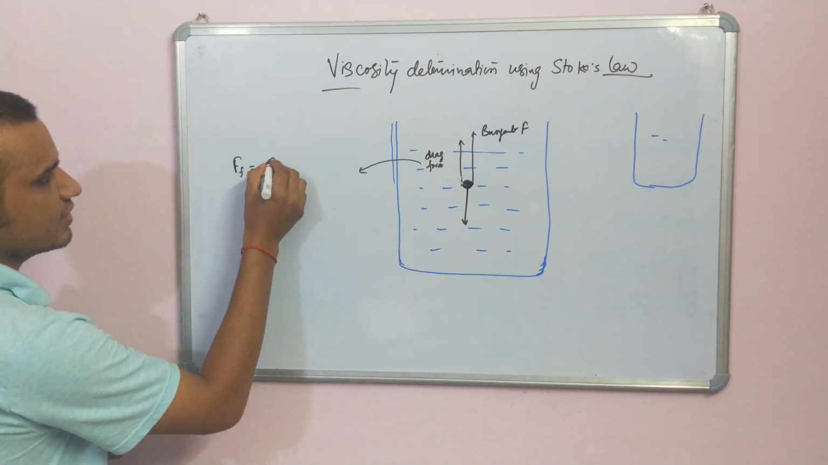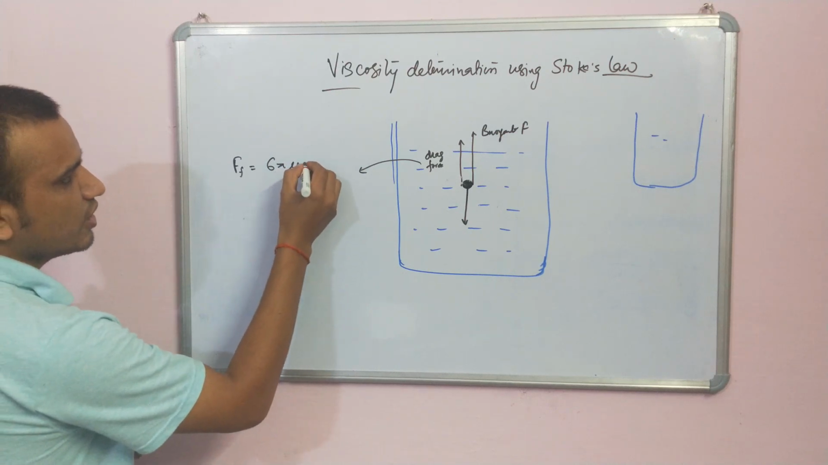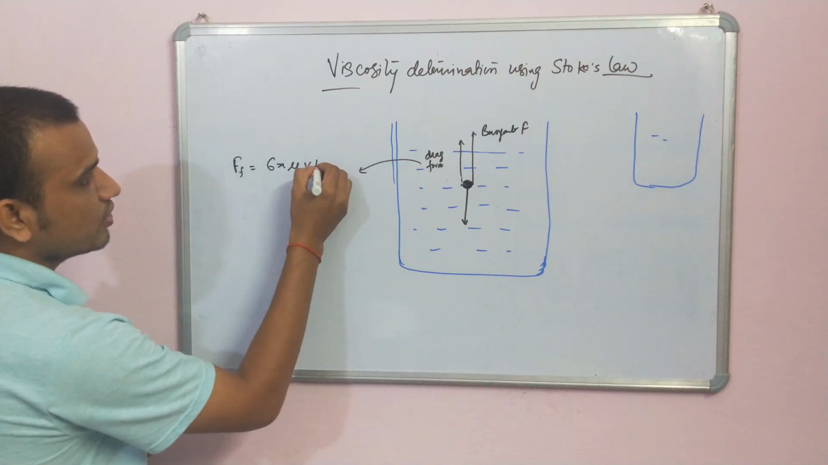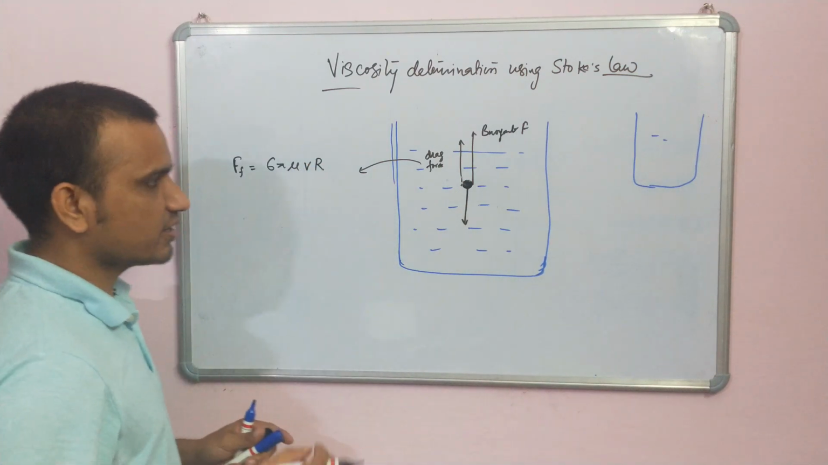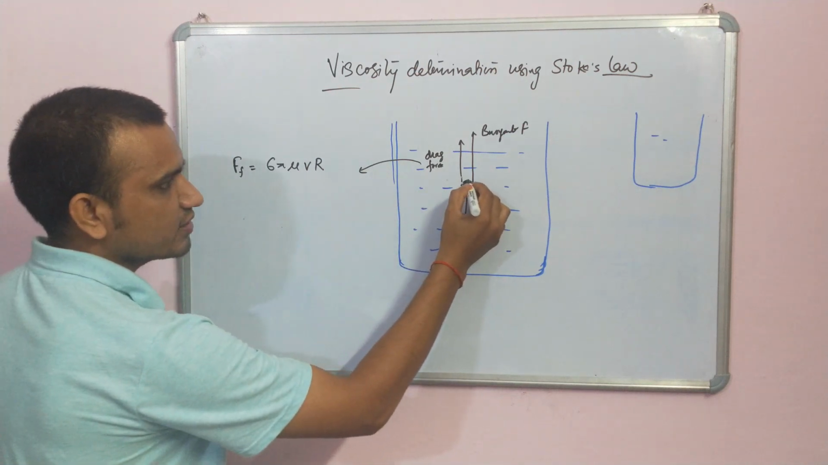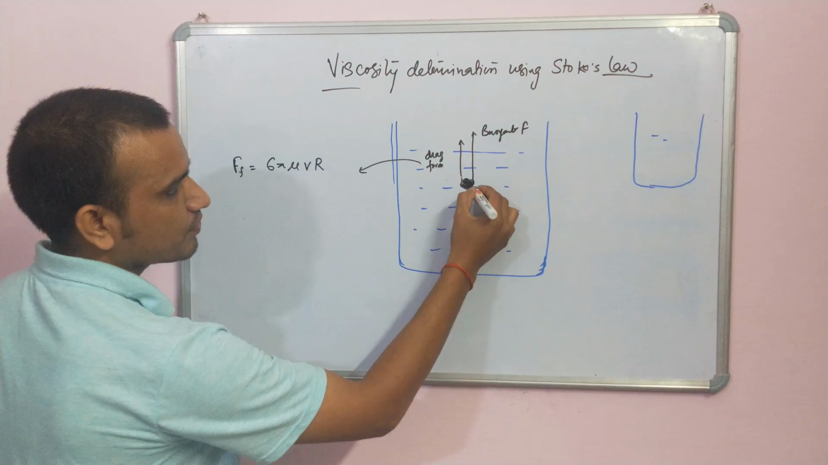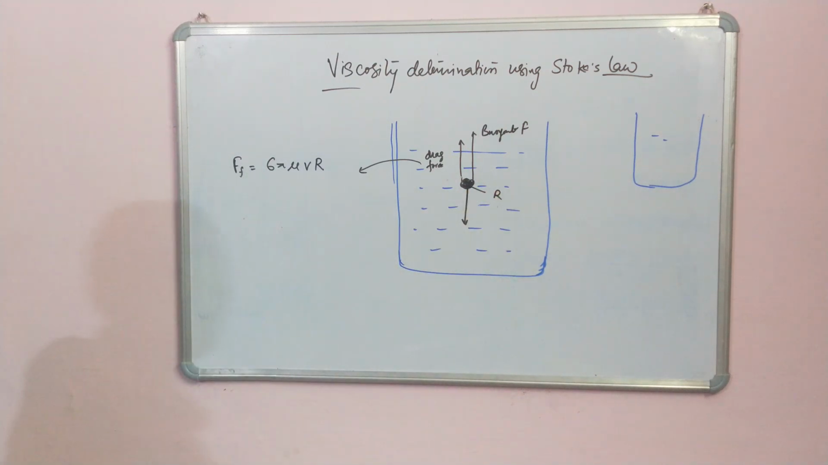We can write it as 6 pi mu, that is viscosity, into the velocity with which this is moving, into R, the radius of this solid particle. Suppose here it is a sphere, so we consider this as a sphere, and it has a radius R. Okay, this is the frictional force.